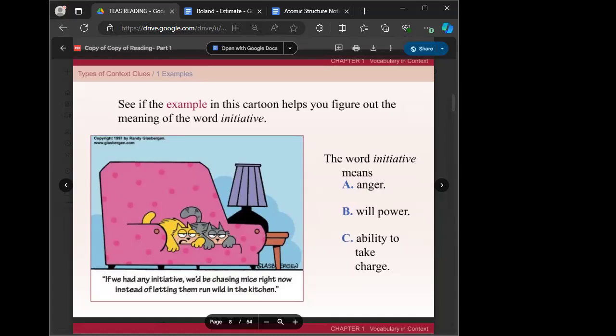So, in other words, chasing the mice instead of letting them run wild is an example of taking initiative. Okay, so if that's an example of taking initiative, then what do you think initiative would mean? Ability to take charge. Mm-hmm. Right, because they would be taking charge.